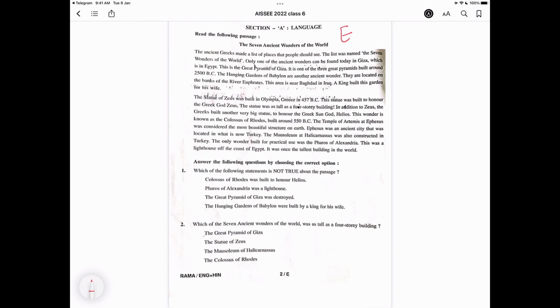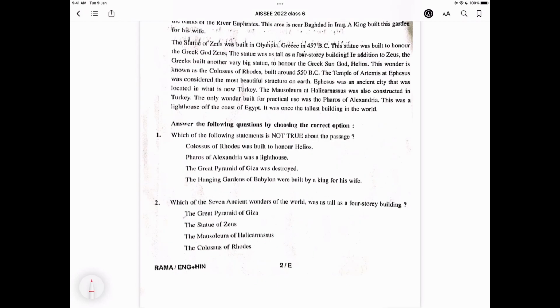Now, we have 4 sections. We will cover English first. Let's start with question number 1. The answer for question number 1 is C part. For question number 2, it is B part.